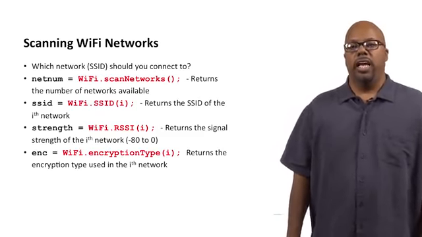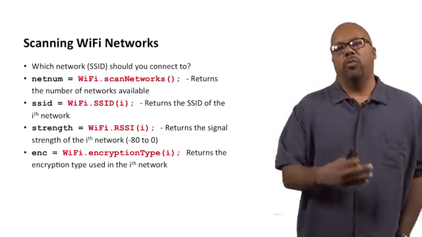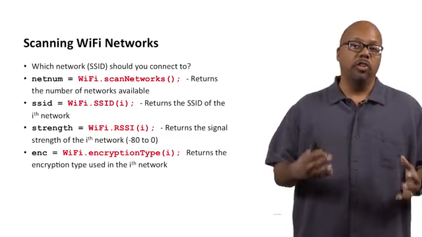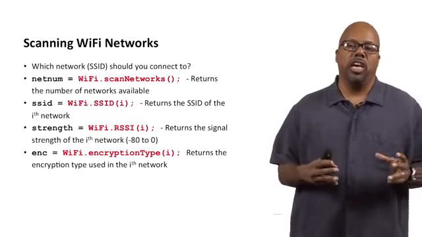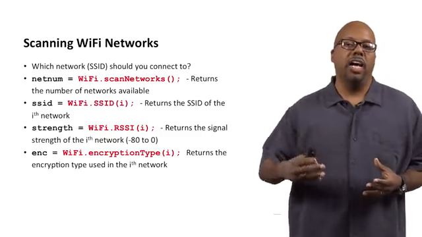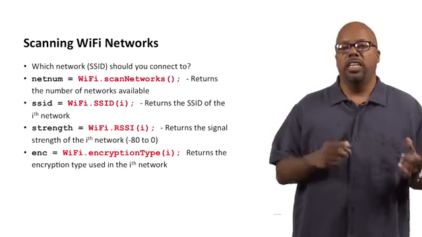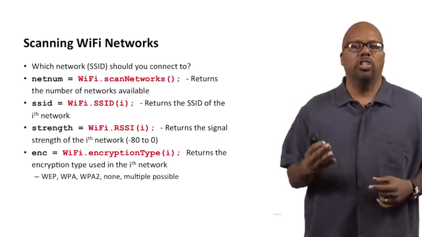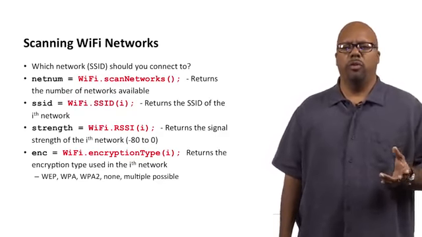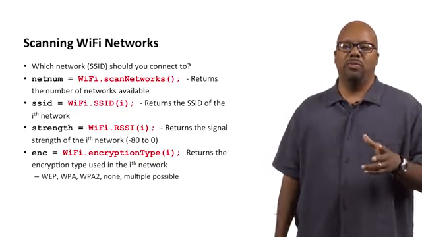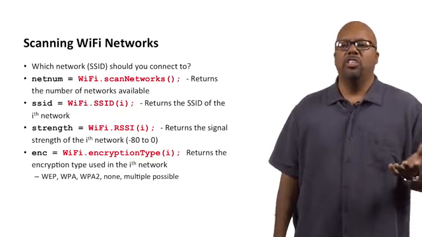And one more thing that's a factor in figuring out what network you want to connect to is the type of encryption used. Maybe you're looking for an open network, something like that. So there's this function, WiFi.encryptionType. You give it an i, which is the number of the network, and it returns the type of encryption used in the network. It returns a code, 0, 1, 2, 3, 4, depending on the type of encryption. So 0, I think, is WEP encryption. Whoops. 0 is for WEP, 1 is for WPA, 2 is for WPA2, and then 3 is for no encryption, and then 4 is for multiple possible encryption.